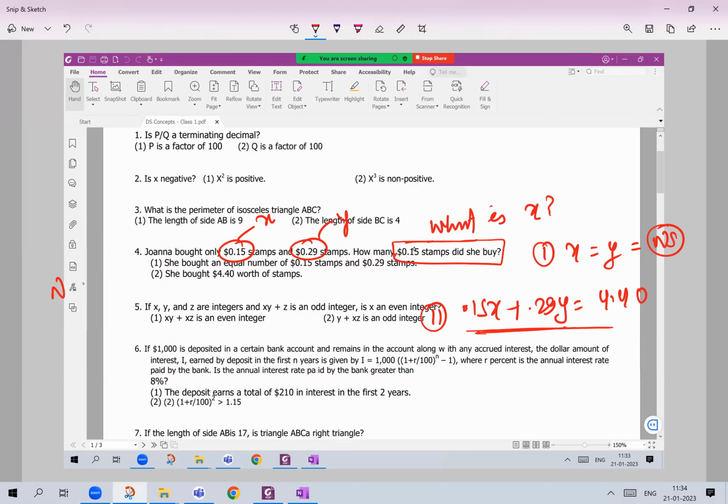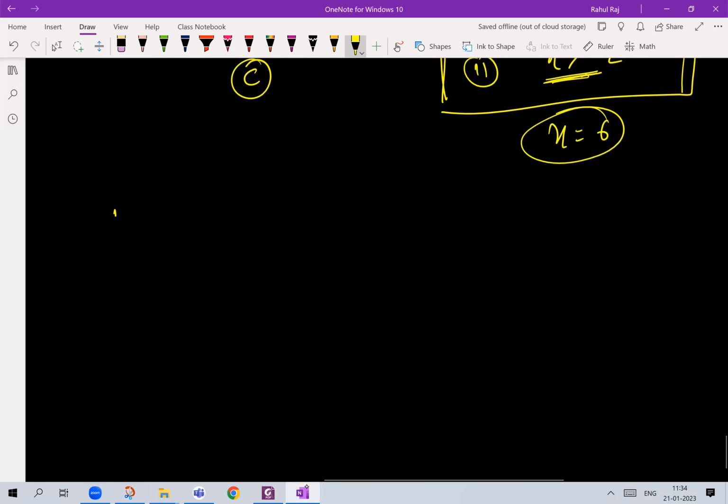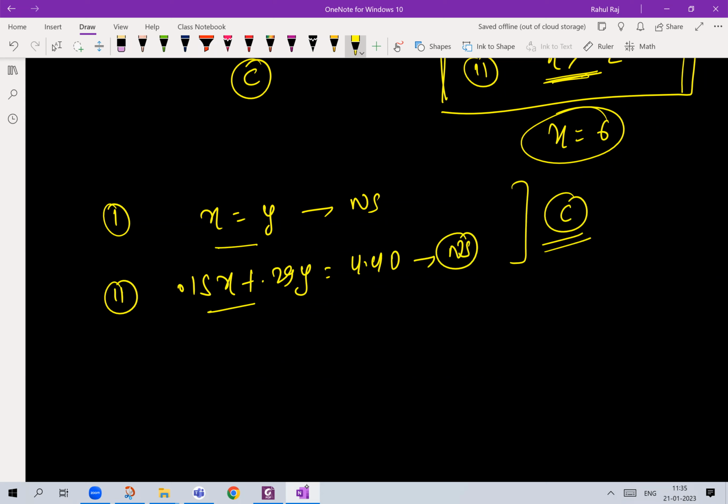Now, a lot of people would still look into these two statements and they'll say it is C's the answer. Like a lot. Initially, when you do these questions, like option number 1 says X is equal to Y, not sufficient. Option number 2 says 0.15X plus 0.29Y is equal to 4.40. You will straight away say this is not sufficient. Majority of the students do see two statement, two equation, they'll mark answer C. But please understand, be very sure. If you mark answer C in this question for one question, GMAT will deduct your 30 to 40 points.